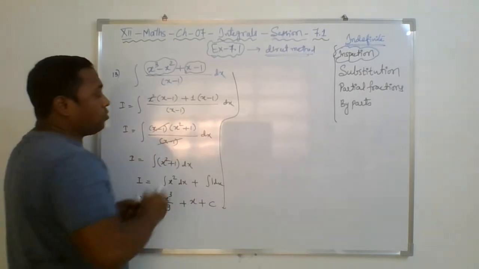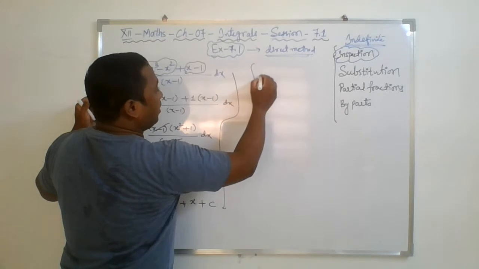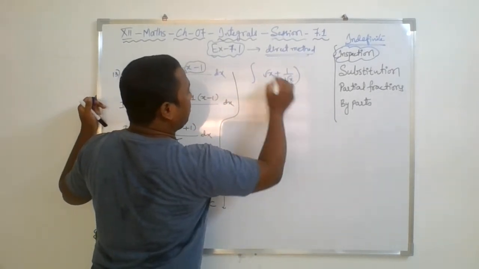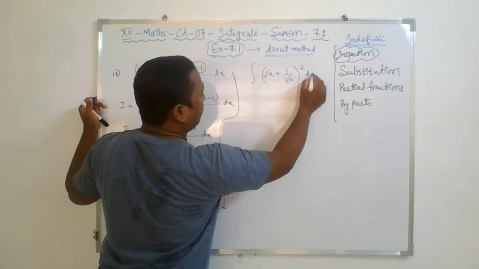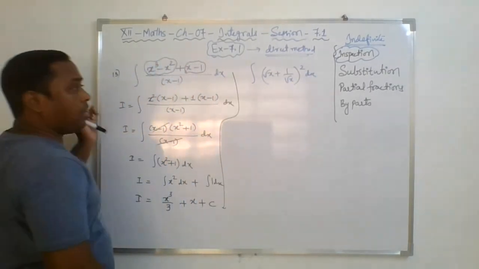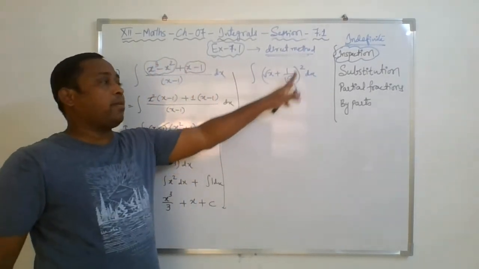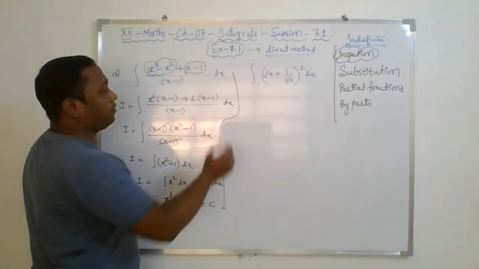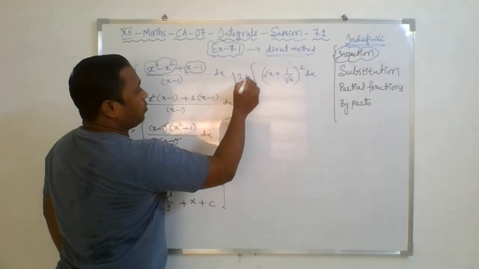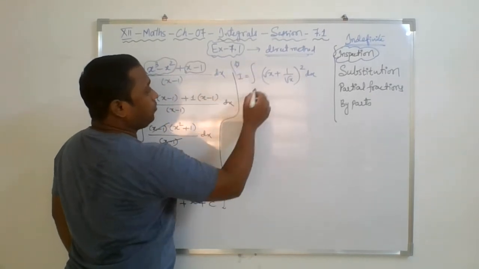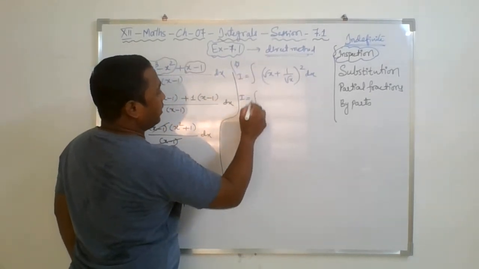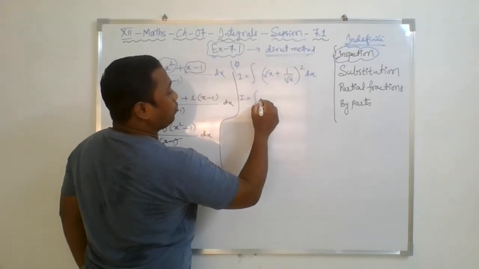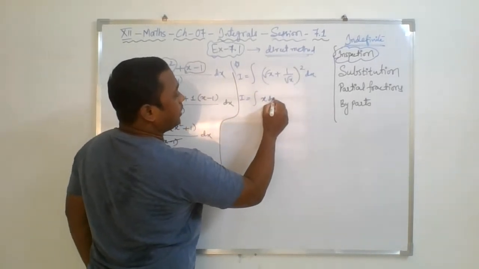So I'm taking one more question here. Integration of root x plus 1 by root x, the whole square, dx. So simple as that. Again, it looks like a plus b whole square. Expand it and separate it and then solve. Next question, probably about this is the next question. So I is equal to, just open the identity, a square plus b square plus 2ab. So a square means x dx.